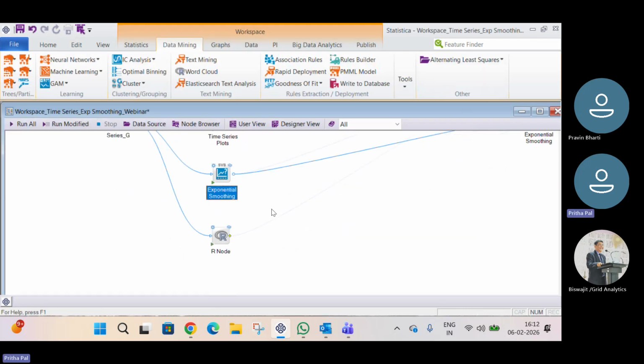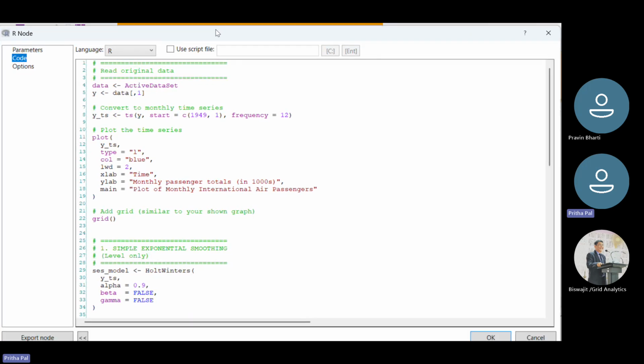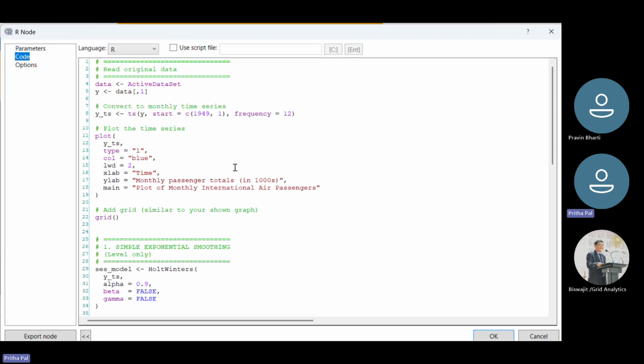Next, I can show you the same operation using the R node inside the statistics workspace interface. For the best interest of time, I have written all the code beforehand.